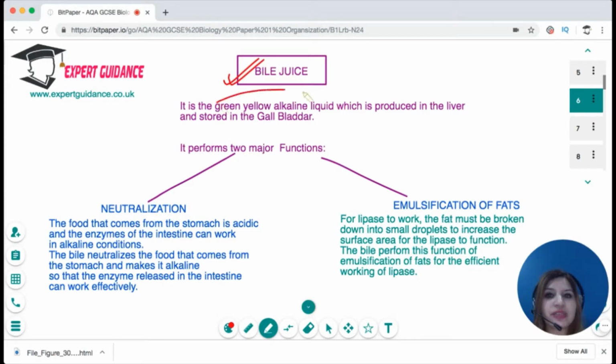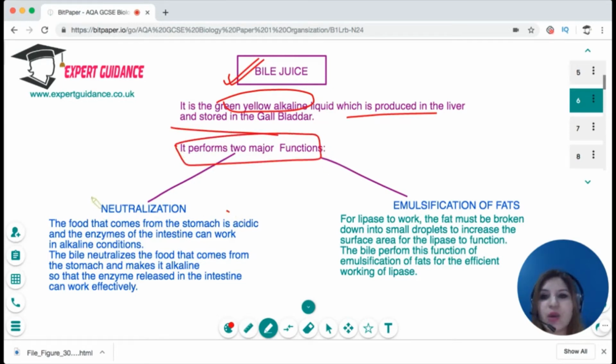Bile is a greenish yellow alkaline liquid which is produced in the liver and stored in the gallbladder, and it performs two major functions. You should remember that. One is neutralization. The food that comes from the stomach is acidic, and the enzymes of the intestine can only work in alkaline conditions. So the bile neutralizes the food that comes from the stomach and makes it alkaline, so that enzymes released in the intestine can work effectively.